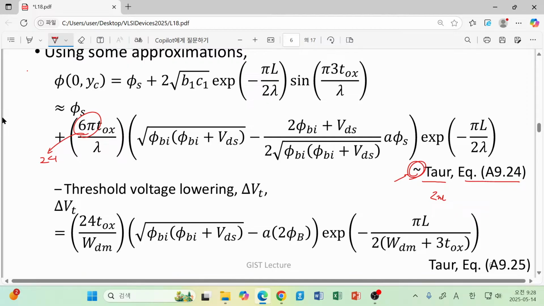The problem is to get a certain functional dependence of this maximum potential or minimum potential as a function of other important quantities. So please remember that this is just an approximate solution. But anyway, this gives us the really important understanding. So this is the potential, and this is the one for long channel approximation.